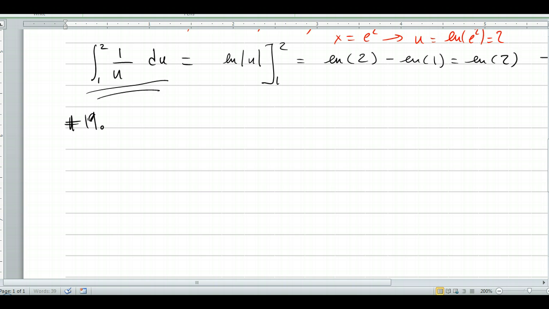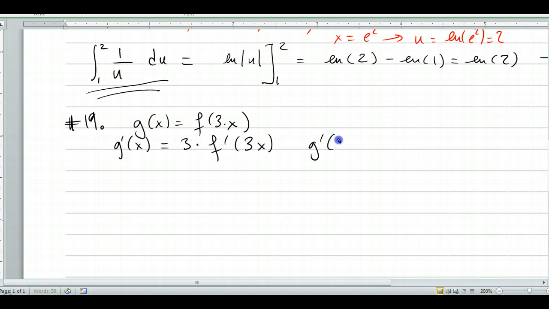The table they are giving us is the table of values. f is differentiable. They define g of x to be f of 3x, and they want g prime at point 1. So what is g prime of x? You've got to do the chain rule, right? Here's the inside function, so it's 3 times f prime at 3x. So what is g prime of point 1 then? Well, it is 3 times f prime at, not point 1, but 3 times point 1, be careful.